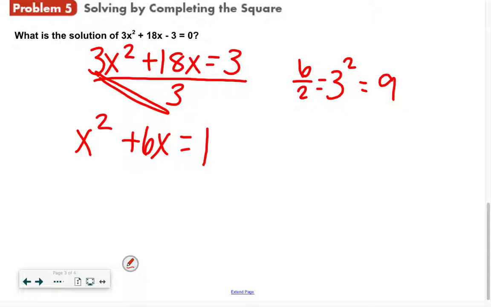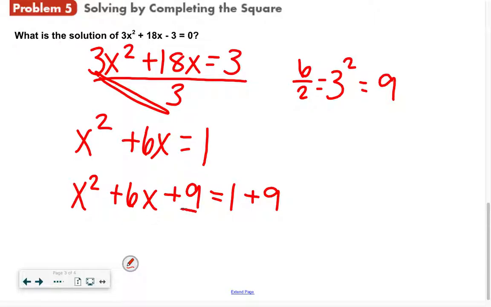Okay? So I'm going to go x squared plus 6x plus 9 equals, what I do to one side, I have to do to the other. I have my 1. Now I need to add 9. Wait, you can just say 10. That's fine. Okay, so we added 9 to each side. Are we okay there?